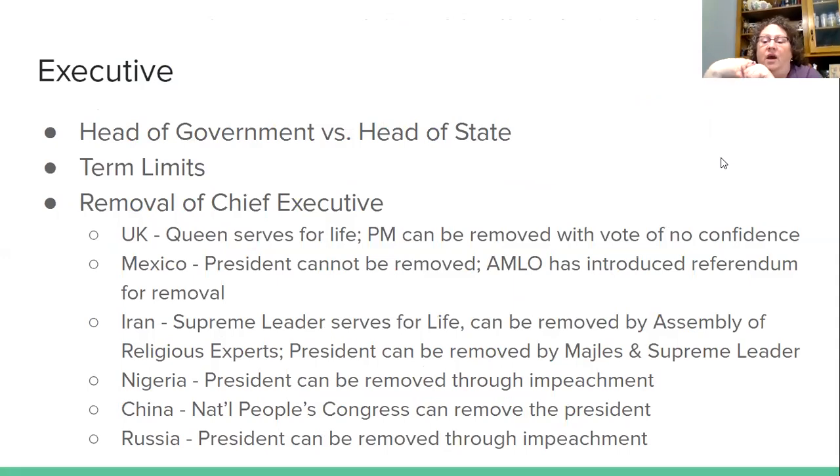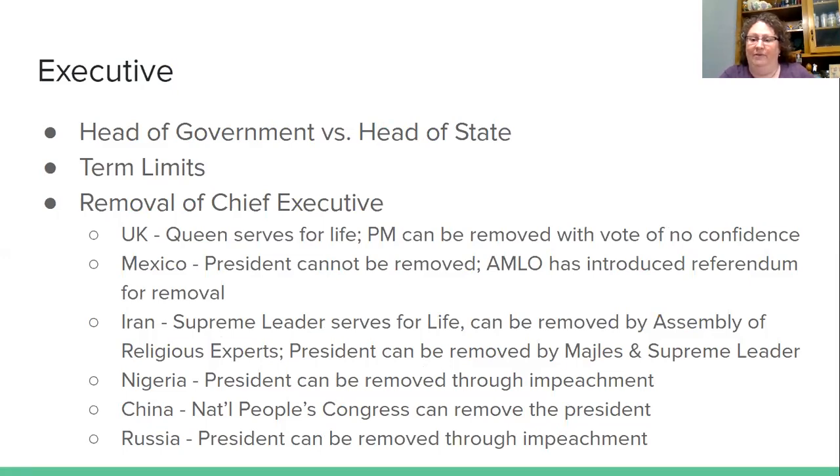So in the UK, the Queen is the head of state and the head of government is the Prime Minister. And the Queen serves for life. When she dies, it will go to Charles, who will be king, and he will serve for life, unless they abdicate, unless they step down, but there's no way to remove them. The prime minister, on the other hand, doesn't serve a fixed term limit, but can be removed with a vote of no confidence. And that happens when his own party, not the opposition party, or her party, in the case of Theresa May, has to call for the vote of no confidence.